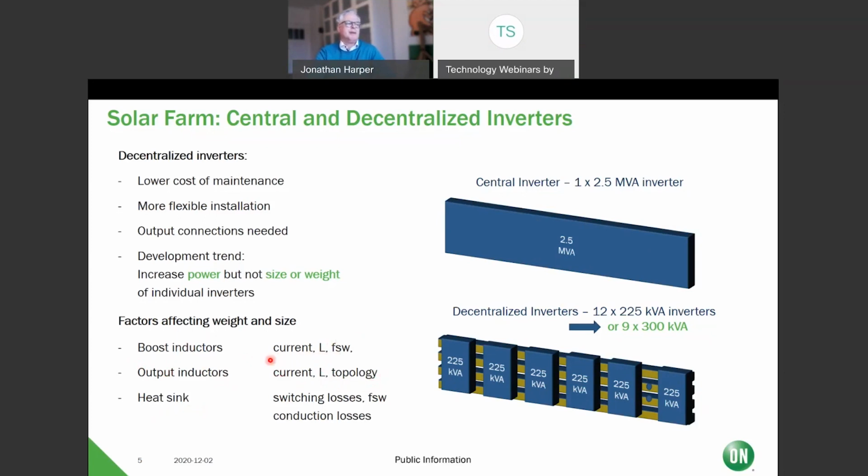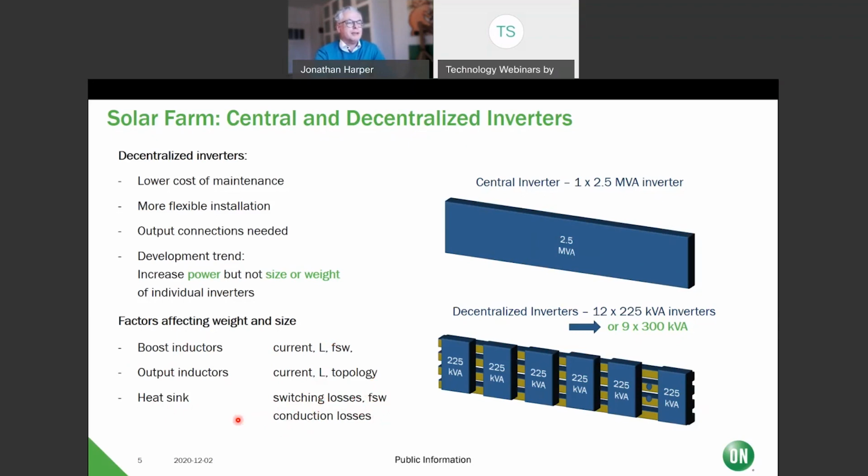Similarly here, I missed that point there. And then for the heatsink, the heatsink has to get rid of the heat, and the less heat you have to get rid of, the better. So you need to have lower switching losses and lower conduction losses. Indirectly, a higher switching frequency will increase the switching losses. So you've got to consider that in the overall thing.